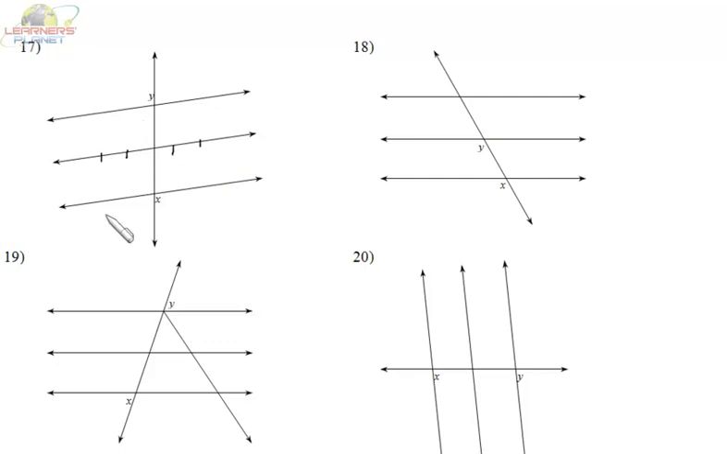Then these are the two parallel lines and these are the angles which are lying on the opposite side of the transversal. So they are alternate angles, and since they are lying outside the parallel lines, they are exterior also. So we call them alternate exterior angles. So in this case, x and y are alternate exterior angles.